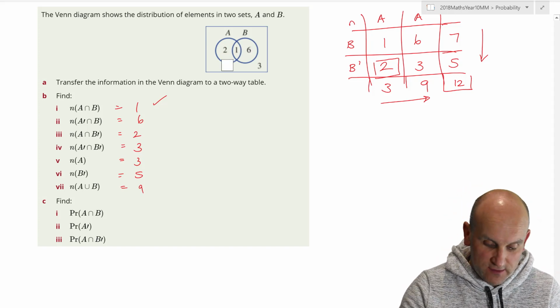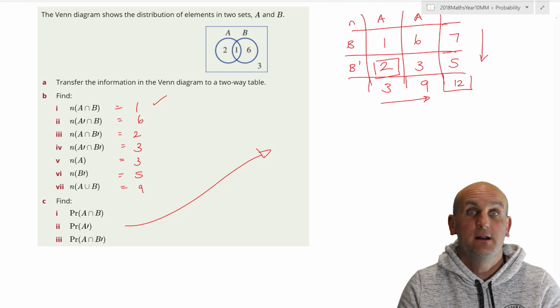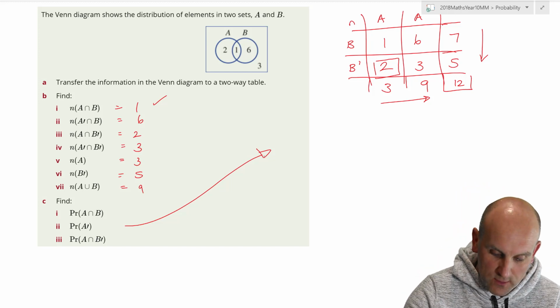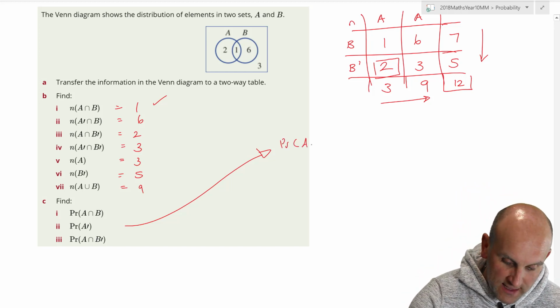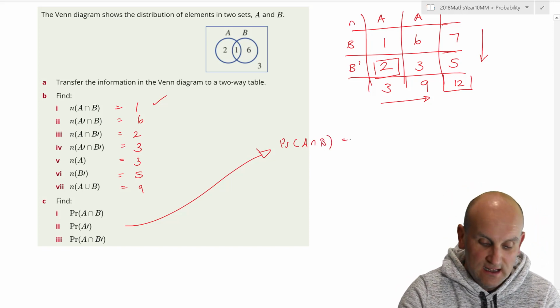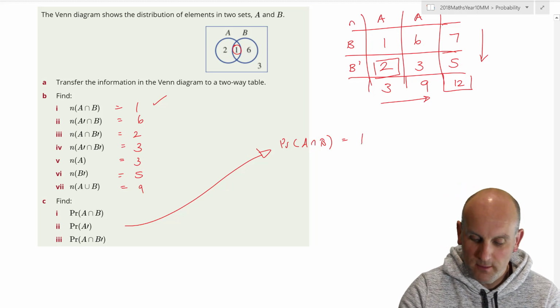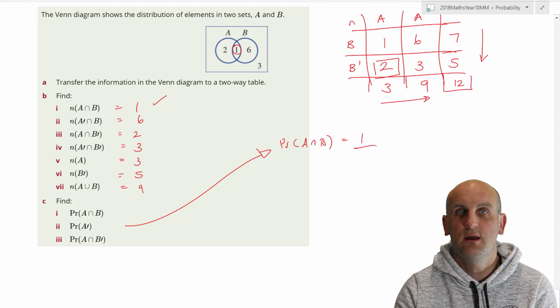And we're going to move on to the idea of probabilities. And remember, I said probabilities are different because we're now going to end up with fractions. We're going to divide by total numbers of things. So we want the probability of A intersection B. Well, we know where that is. The intersection is the overlap and there's one number. But because we want a probability, we have to divide by the total number of elements.